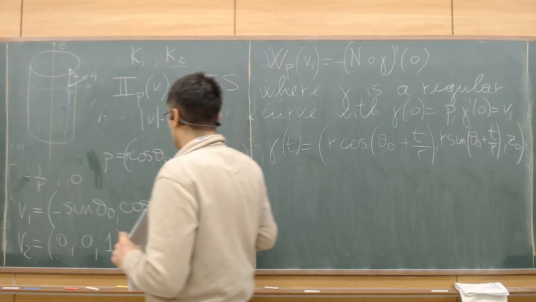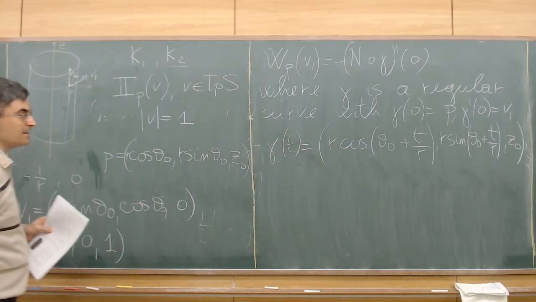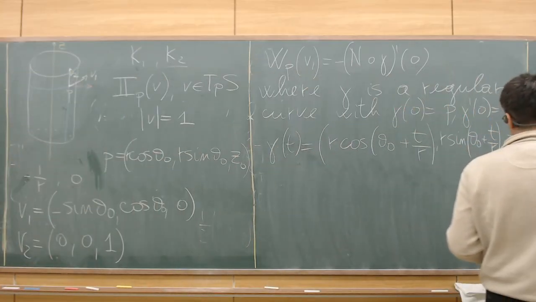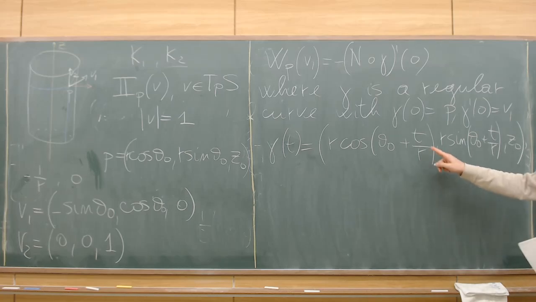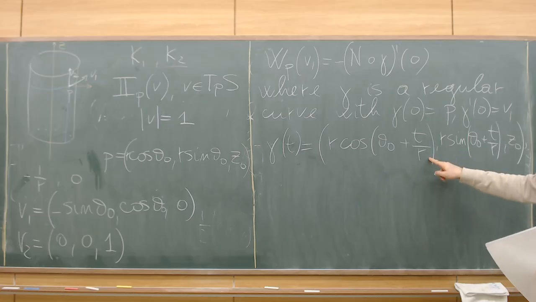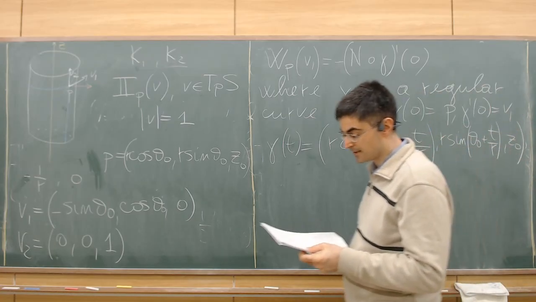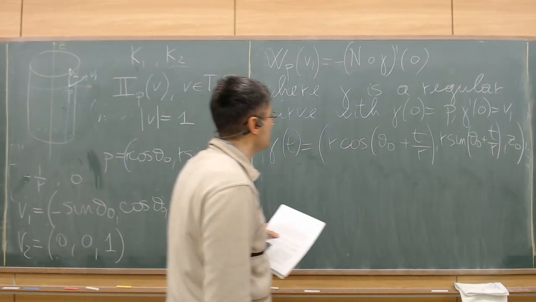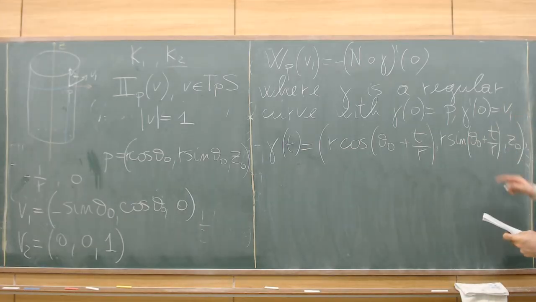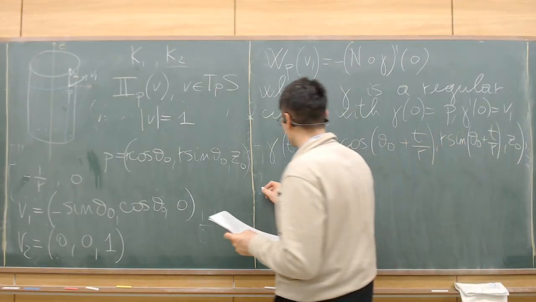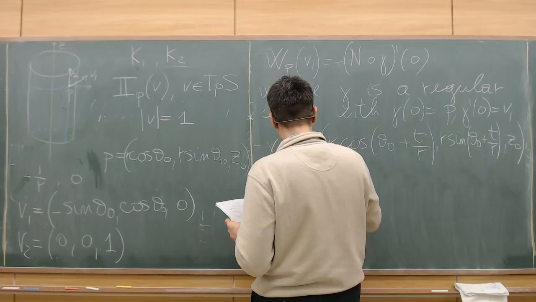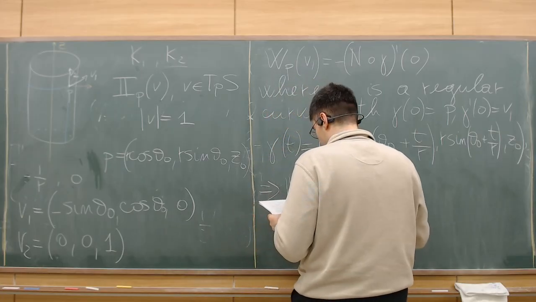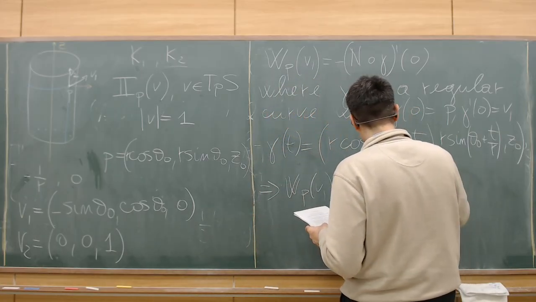This is a regular curve on the cylinder, precisely a circle. The reason why you have t divided by r is that you want to work with the curve which is parameterized by arc length. And if you make this computation, you will find that W_P(v1) is equal to minus 1 over r v1.